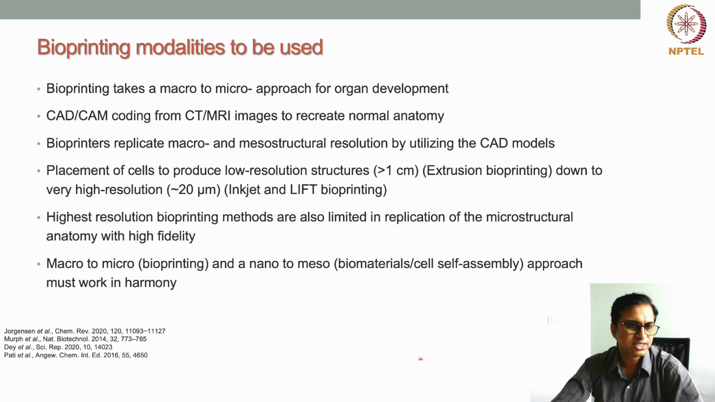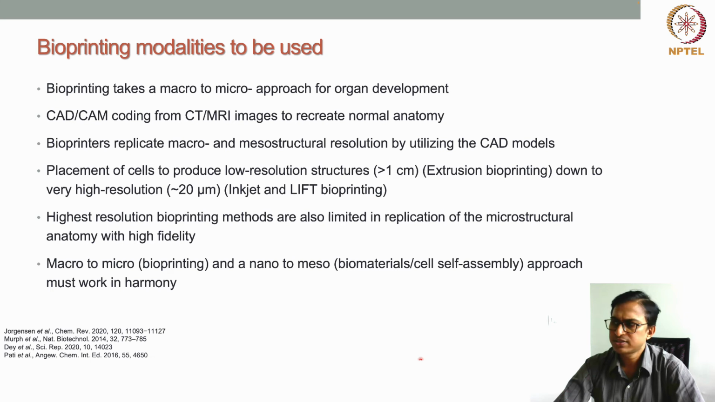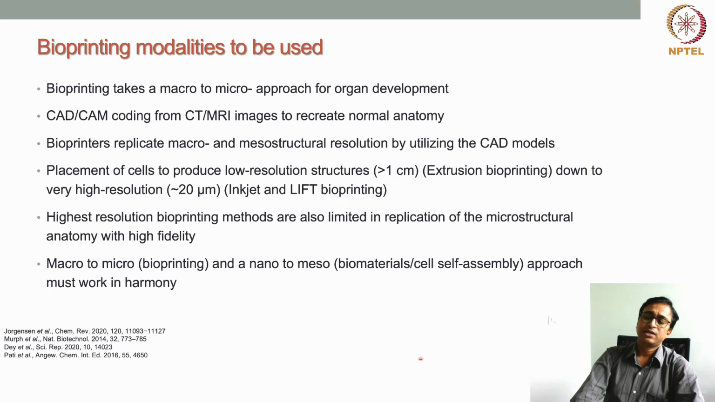MRI, we can actually image or capture the three-dimensional geometry of that particular tissue or organ. And from there, we can recreate the anatomy of that tissue and organ. From the same CT or MRI data, we convert them into a CAD format. That means the CT or MRI that is available in DICOM format, from that DICOM format we can convert them into STL format by using some CAD software, and then we can design that CAD model so that it can be used for generating the 3D print, bioprinting that particular tissue structure.